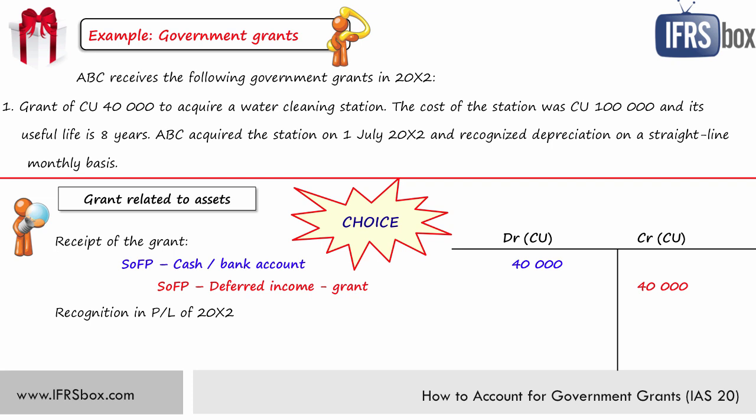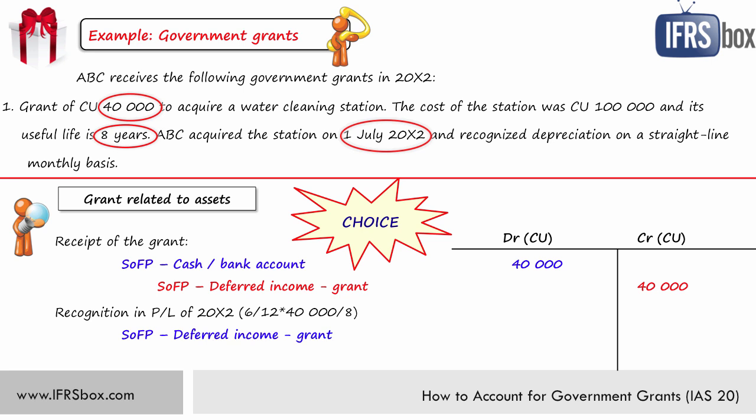As said before, it should match the expenses, depreciation in this case. We can see that ABC acquired the station on 1st July 20X2, and let's assume that it started to use the station on the same date, and that's 6 months in 20X2. The grant amount is 40,000 currency units, and the useful life is 8 years. So we can calculate the amount in profit or loss for 20X2 as 6/12 times grant of 40,000 divided by 8 years, which is 2,500. We debit deferred income with 2,500 and credit profit or loss, income from government grant, with the same amount.